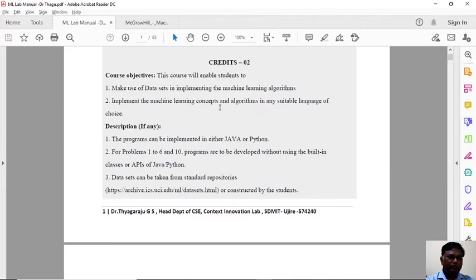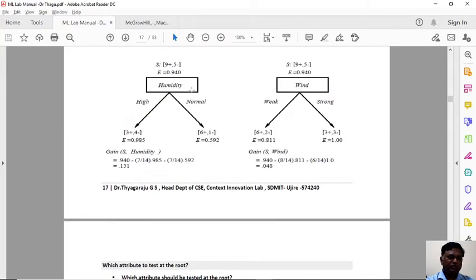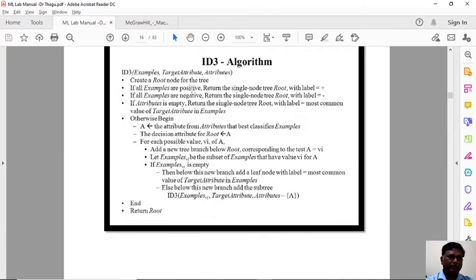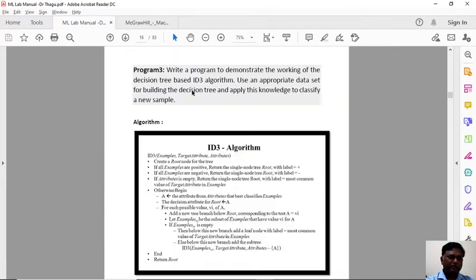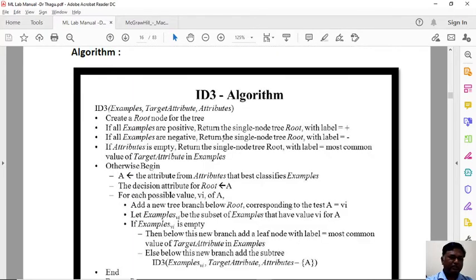I will go to the third program now. You see this. So our third program is we have to demonstrate the ID3 algorithm, and the data set is given in the textbook. The same data set we are going to use for the lab program, and you apply this knowledge to classify a new sample. So we have to classify a new sample. Before starting that, we will see the algorithm.